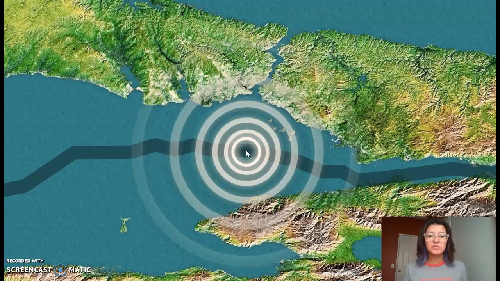The way that someone can tell how far they are from an earthquake is by measuring, in a seismograph, how far the P wave and the S wave are from each other, and how they move away.